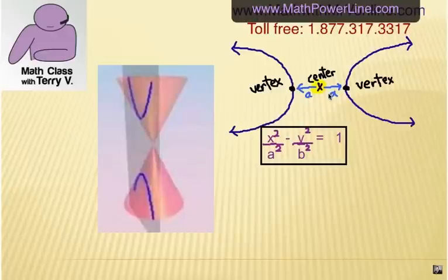Then we look at the b part. The b part is how far up from the center you're going to go and how far down. So the equation itself tells you how far apart the curves are and gives some dimensions. Now, when we have the a's and the b's figured out, let's draw a rectangle.